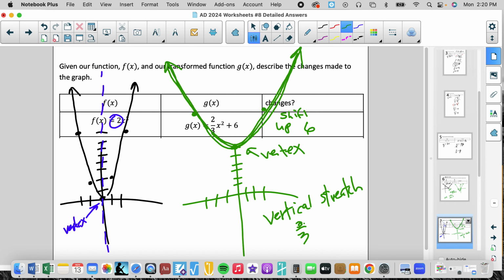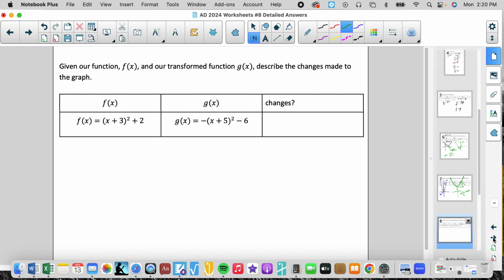We'll have to look into this and do a better job. I did not prep this, so I'm sort of just trying to remember Algebra 2. This is primarily Algebra 2.